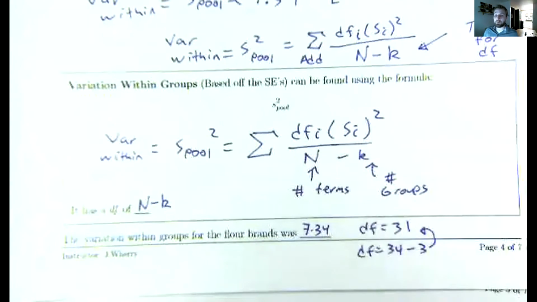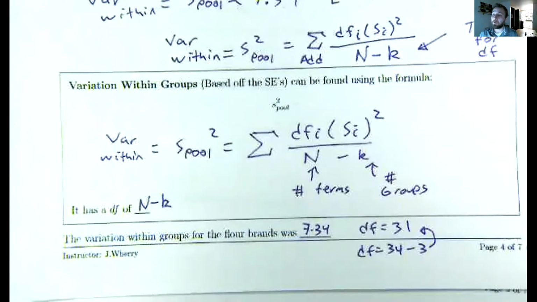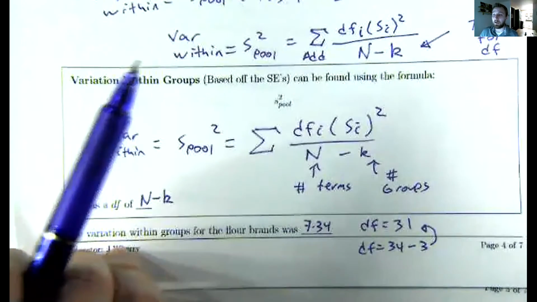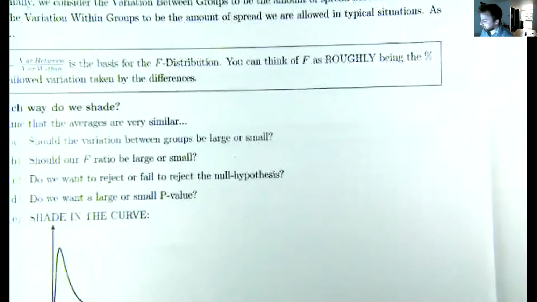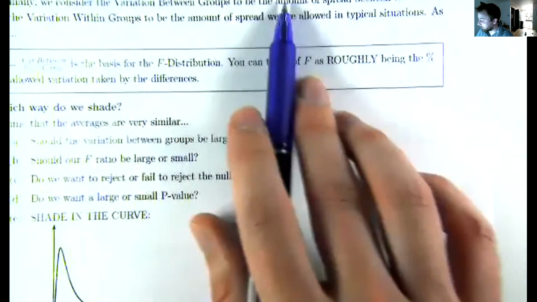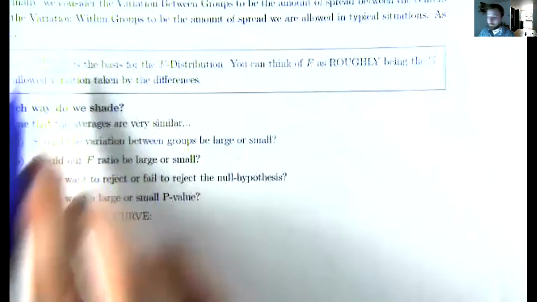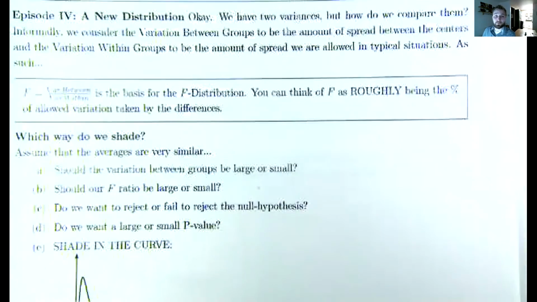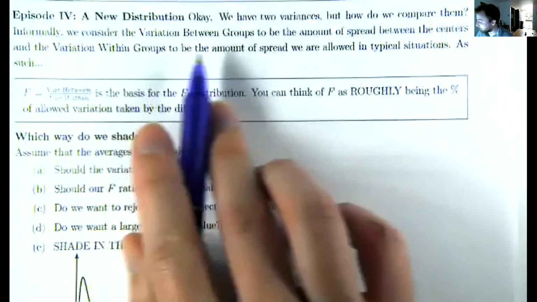If you're spending less than that variation within, you're inside of that fair area, you're probably going to fail to reject the null hypothesis. Are you spending way more than you should? That's unfair. That's probably telling you there's a difference in those averages. That's probably going to cause you to reject that null hypothesis. So, the variation between the groups, this is the amount of spread between the centers. You can think of this as sort of the amount of spread that you've used up. The variation within groups, this is the amount of spread we were allowed to take.